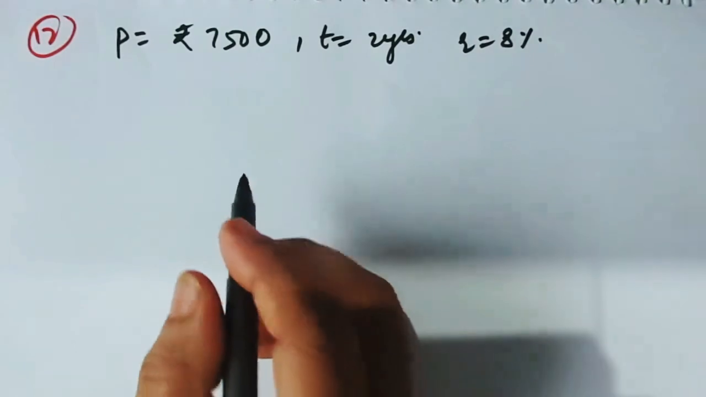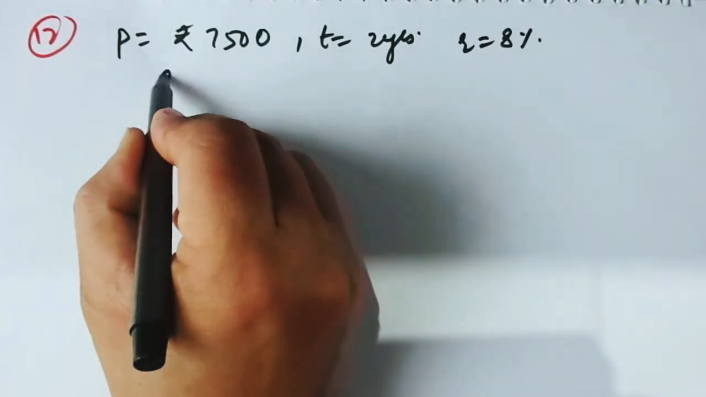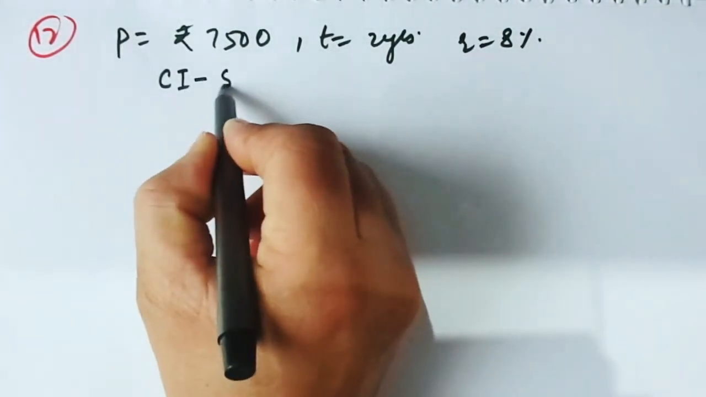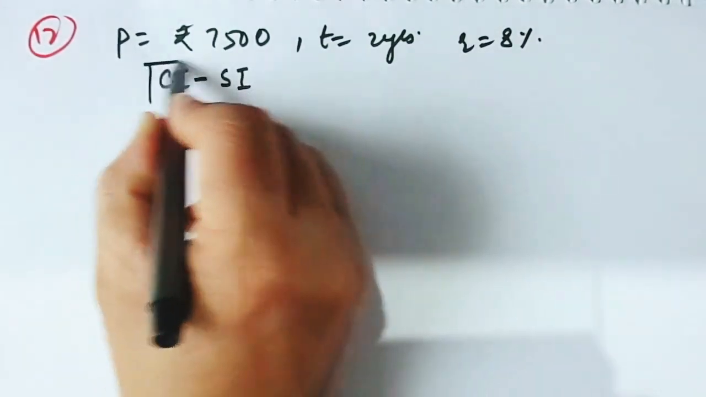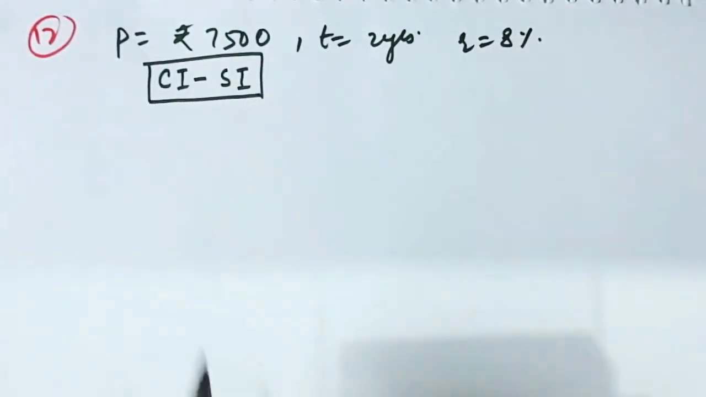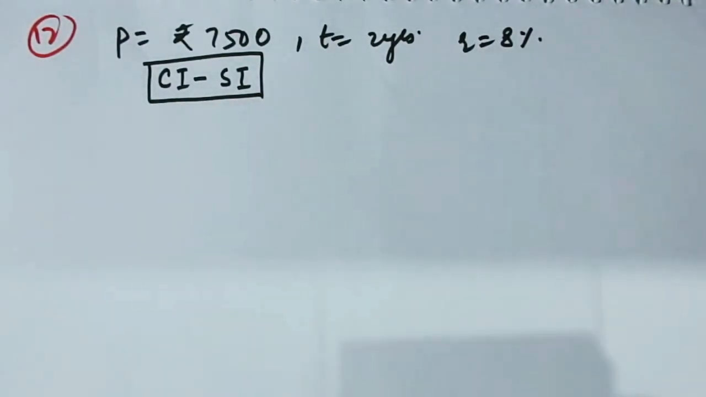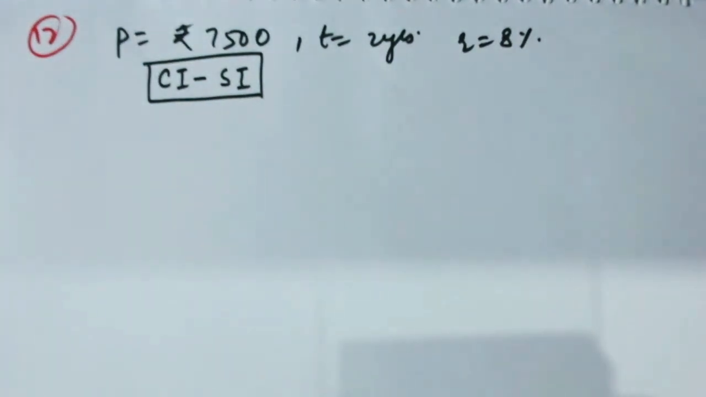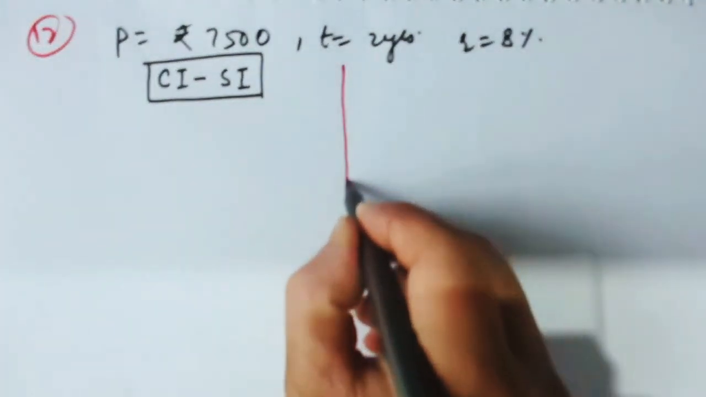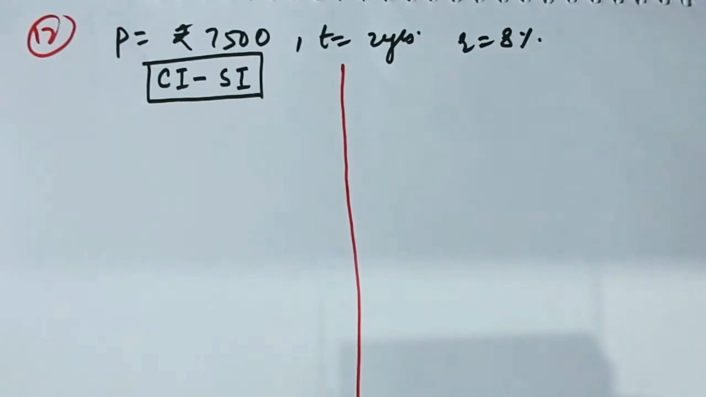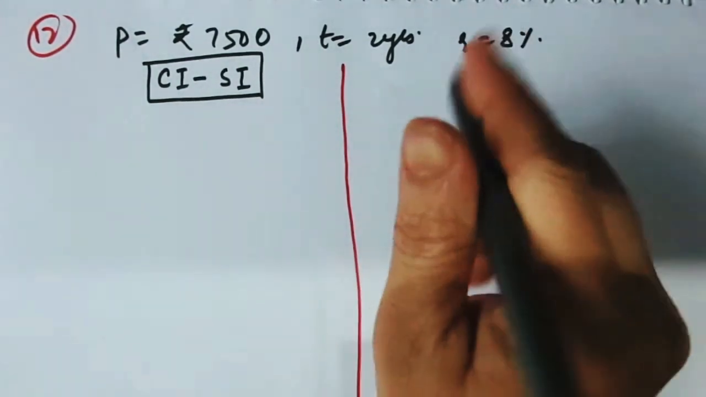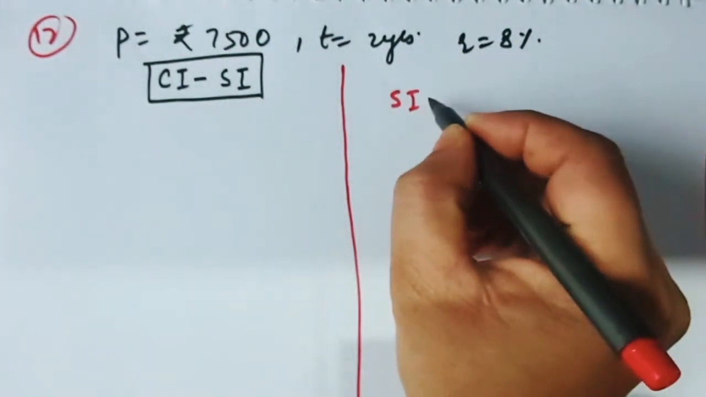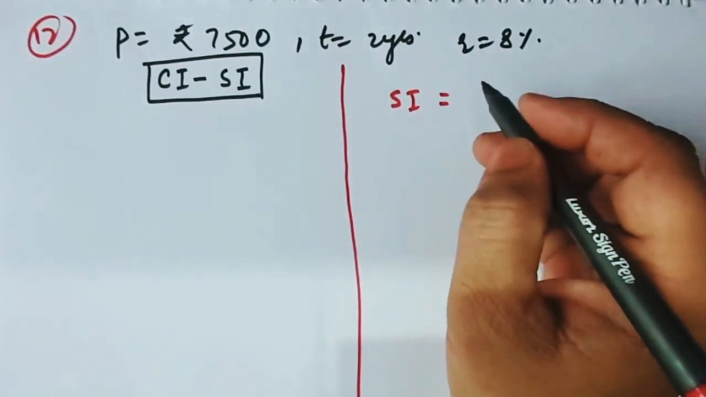What are they saying? Find the difference between compound interest and simple interest. I understand that compound interest is bigger than simple interest. Therefore, I will write CI minus SI only, not SI minus CI. So let us find it out. Here I will find the simple interest first.